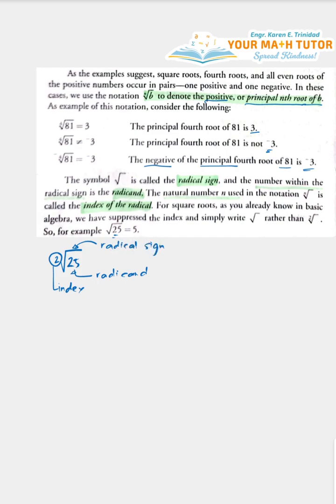So since this is square root, then we don't need to write 2. So we'll just write the square root of 25 is equal to 5.